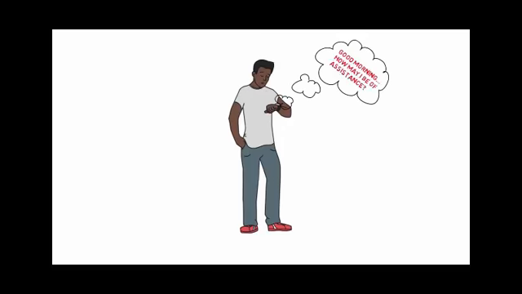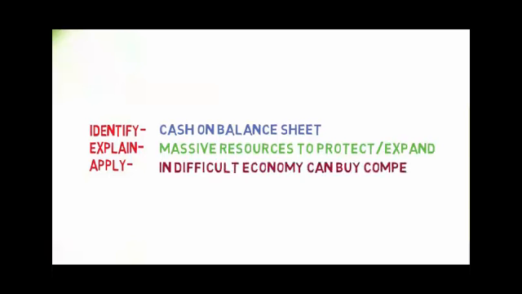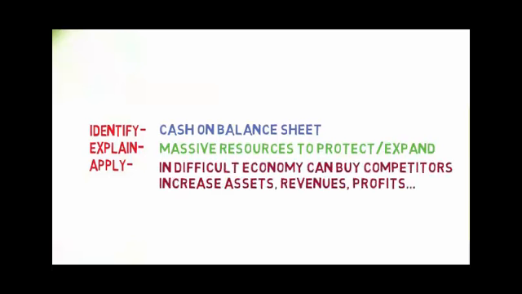To articulate this, we use the identify, explain, and apply steps. Identify, they have the cash available. Explain, they have massive resources to protect or expand the business. And then apply, in difficult times they could buy competitors, bringing more assets onto the balance sheet and more profits into the income statement. Other strengths would be powerful brand and an excellent workforce.